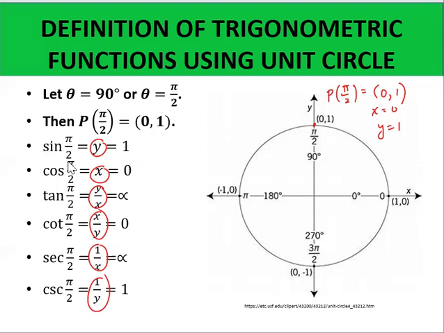So sine of pi over 2 is the y coordinate, which is 1. Cosine of pi over 2 is the x coordinate, which is 0. And then we use these values of x and y to get the values of the other 4 trigonometric functions.